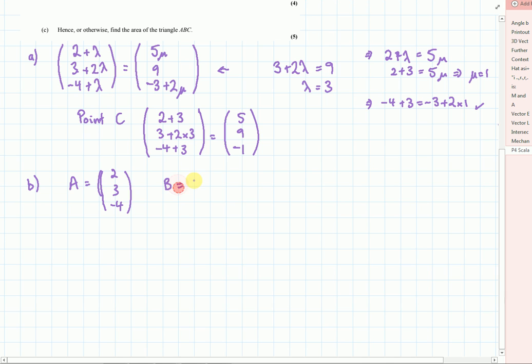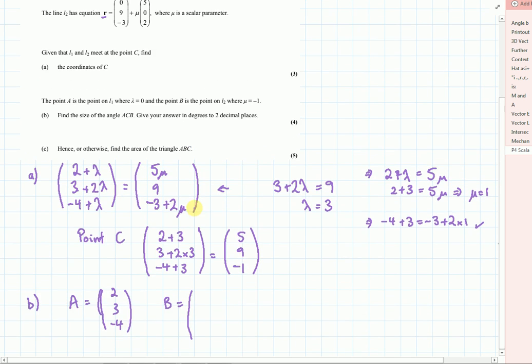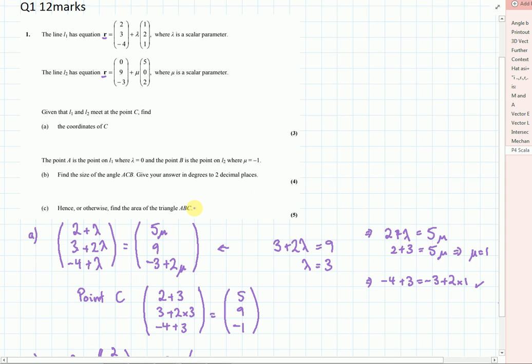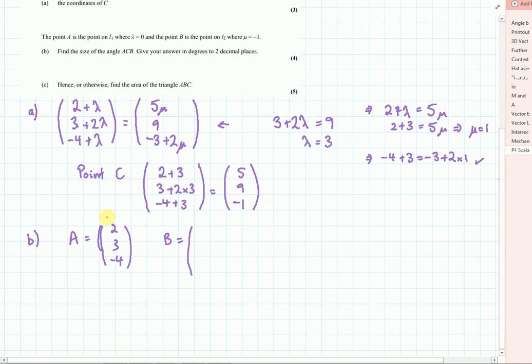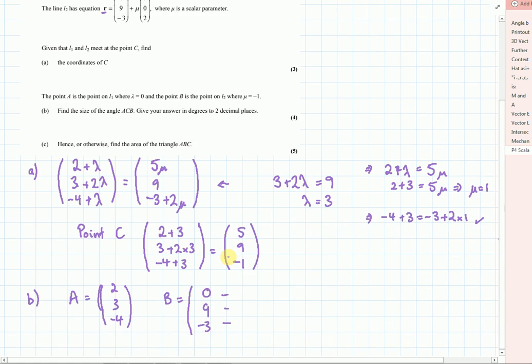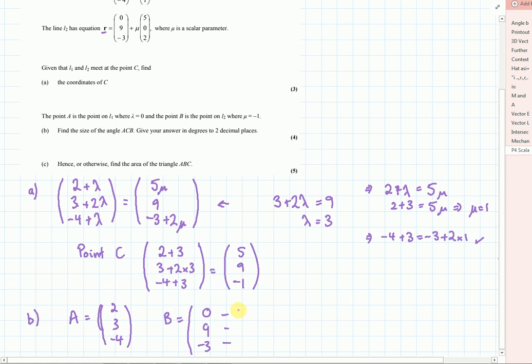And B is where mu equals minus 1, which is 0, 9, minus 3, plus minus 5, 0, minus 2. 0, 9, minus 3, minus 5, 0, and 2. That can add on from the mu. It tells me B is at the point minus 5, 9, minus 5.